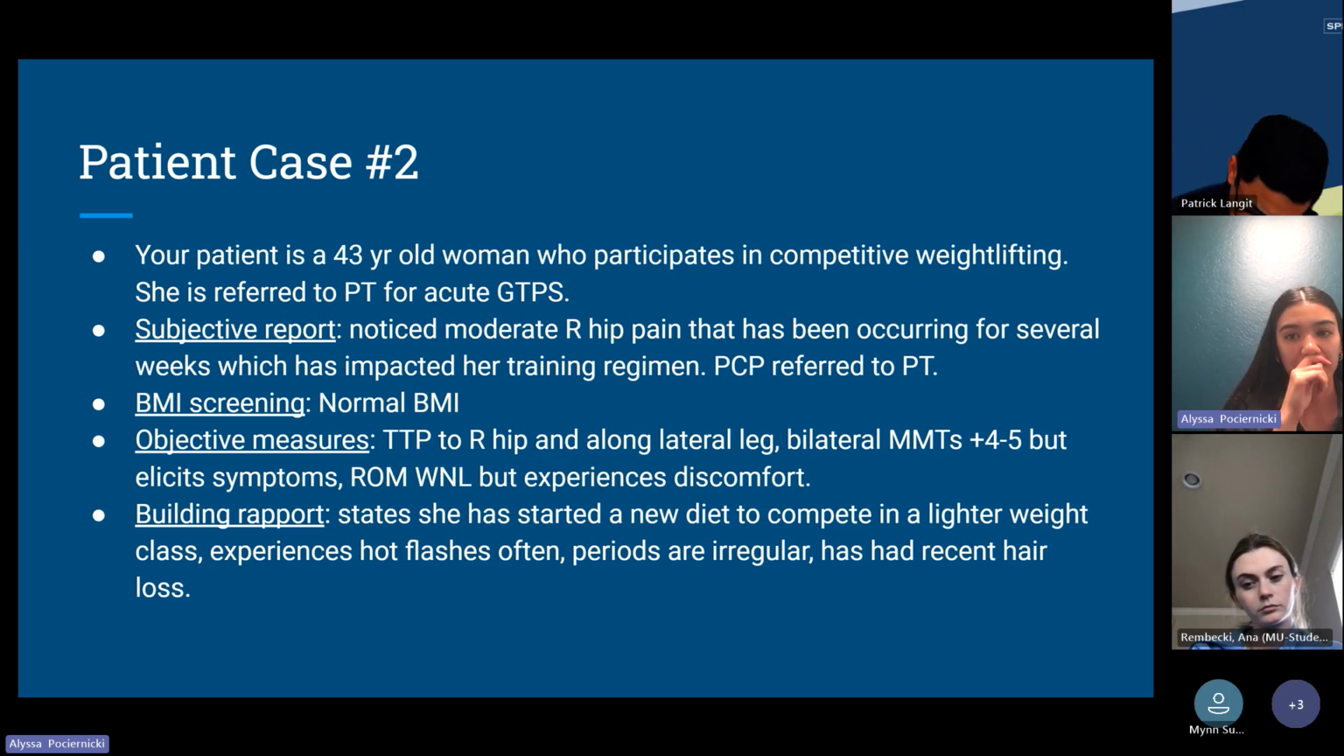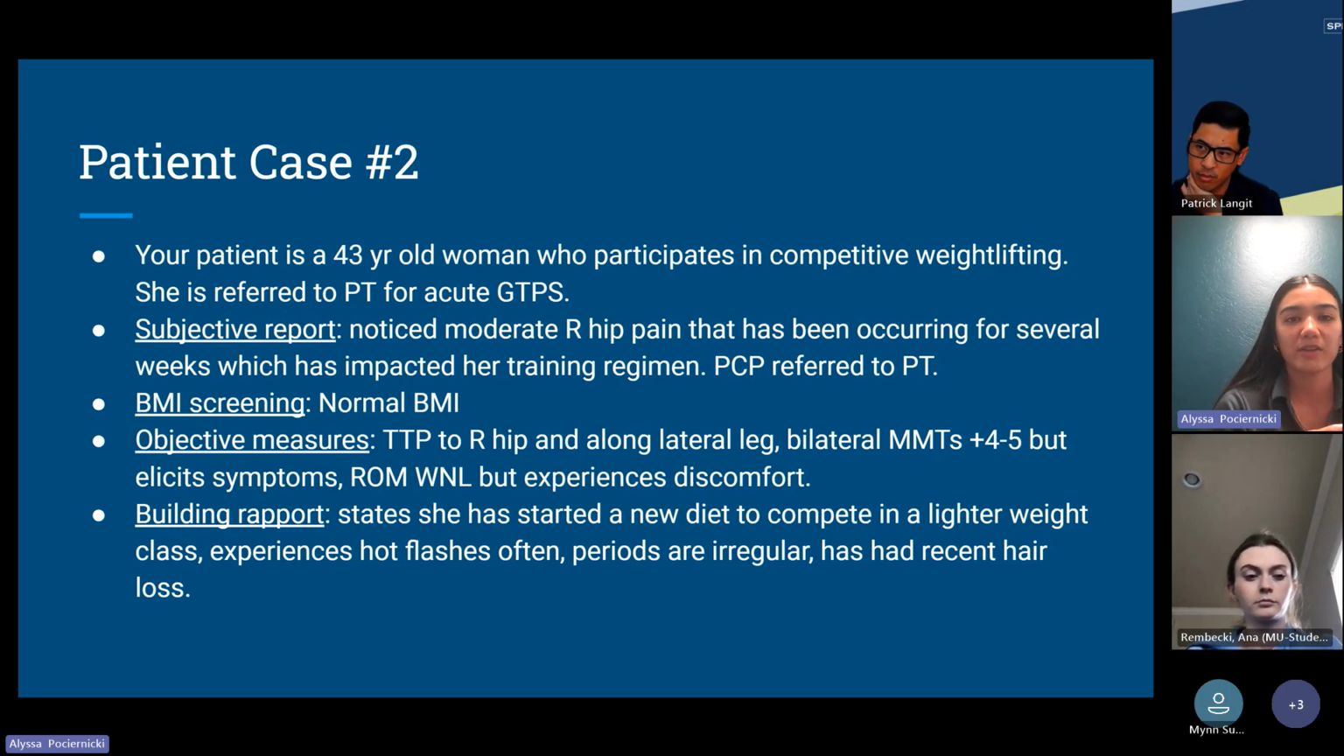So building rapport should lead you to decide whether these are signs of relative energy deficiency or signs of early menopause. She is 43 years old, so it is within range to think she has been experiencing menopause or early menopause. There isn't any one clear-cut sign of menopause, but her age and the irregular periods, as well as hot flashes and recent hair loss, could lead you down that way. But because she's had irregular periods, recent hair loss, and she is deciding to cut weight and start a new diet, that could also be leaning towards relative energy deficiency.